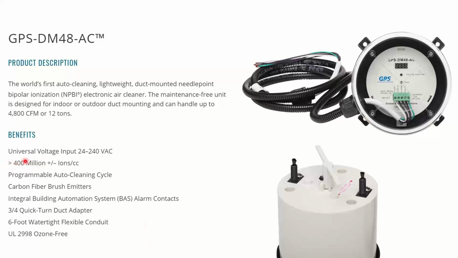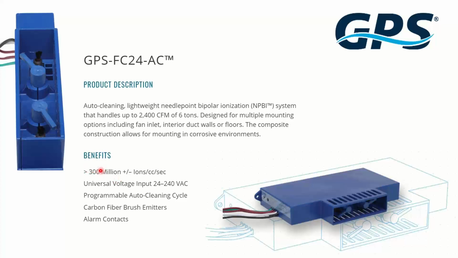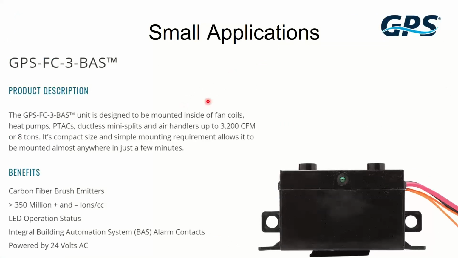The more ions these guys produce, the more effective they are. So these guys are producing the same amount of ions, but this one just has a different mounting configuration than that one, right? And then the smaller one produces fewer ions, but it's going on a smaller system, so I don't need as much, right? And then there's the really small stuff that doesn't produce hardly any, but it fits in little tight places, like maybe a unit ventilator or a fan coil, something like that.